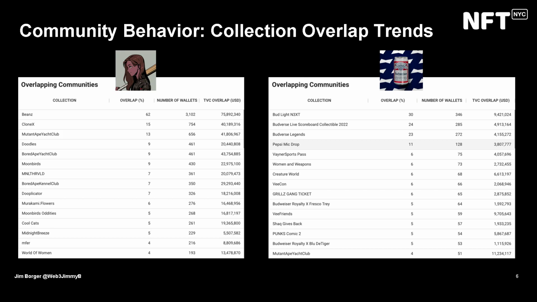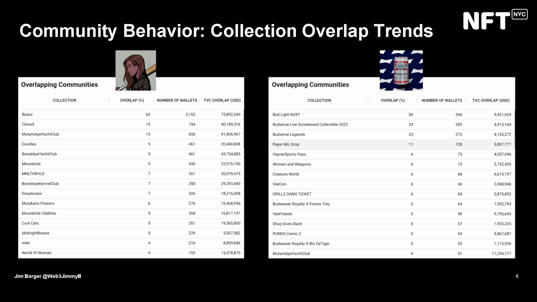You always see affiliated collections at the top. That's Beans for Azuki, Bud Light next, and the Budverse Live scoreboard for FIFA. That's pretty understandable. But then you're going to see lots of different collections that are outside of these collections and communities where there's a good amount of overlap. We can look at the percentage of wallet holders that are holding tokens in other collections and communities, the absolute number and the percentage of wallets.